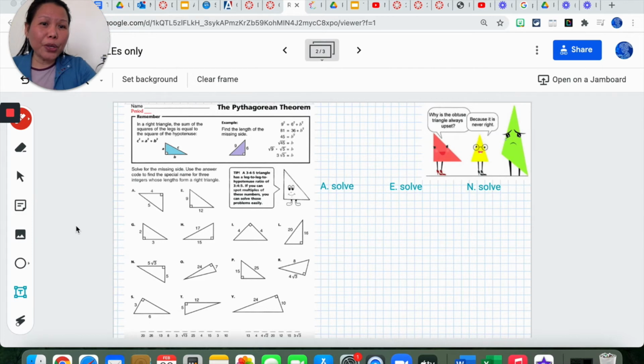Why is the obtuse triangle always upset? The red triangle said, because it is never right. That's what the yellow one said. Oh, how cute.